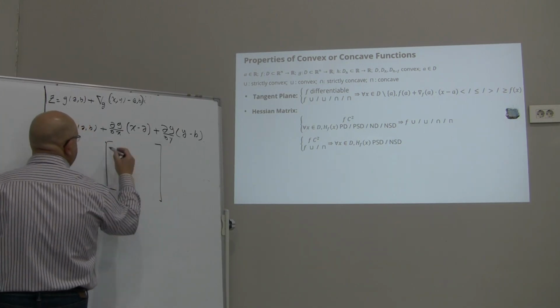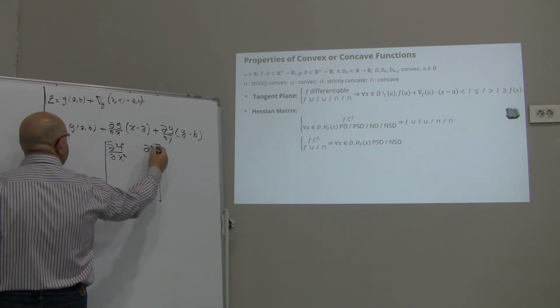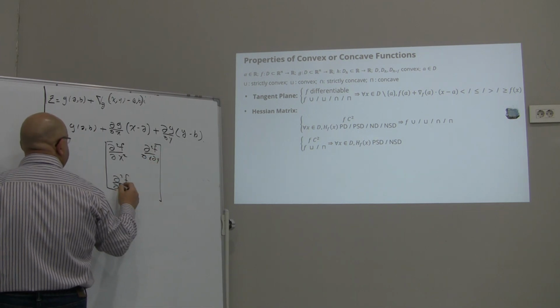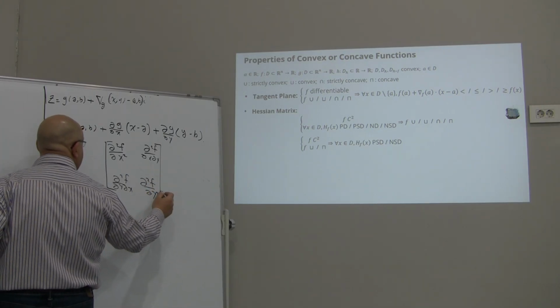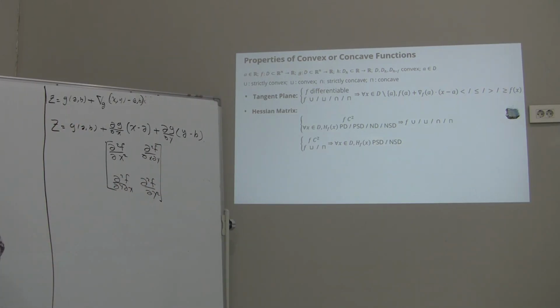All I have to do is to get partial 2f over partial x squared, partial 2f over partial x partial y, partial 2f over partial y partial x, partial 2f over partial y squared, and this is the Hessian matrix. This is the matrix that I will be interested in identifying if it is positive definite, positive semi-definite, and so on. Based on this, we can classify the function f if it was convex, strictly convex, concave, or strictly concave.